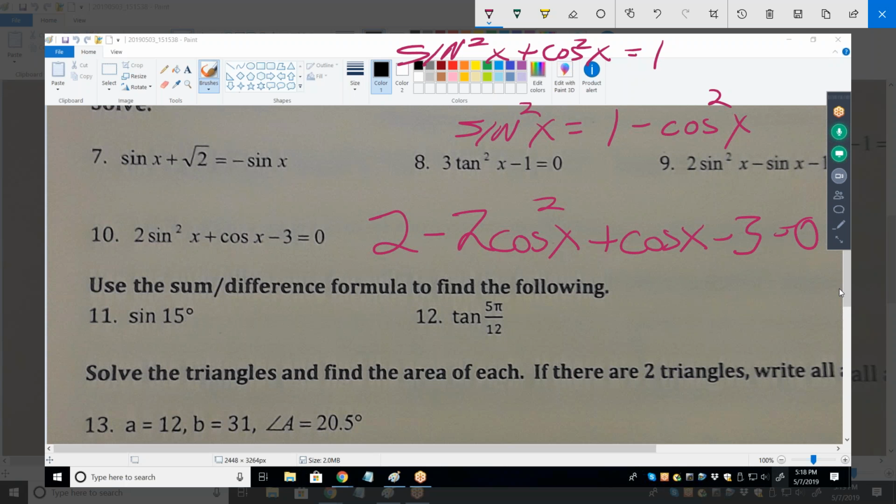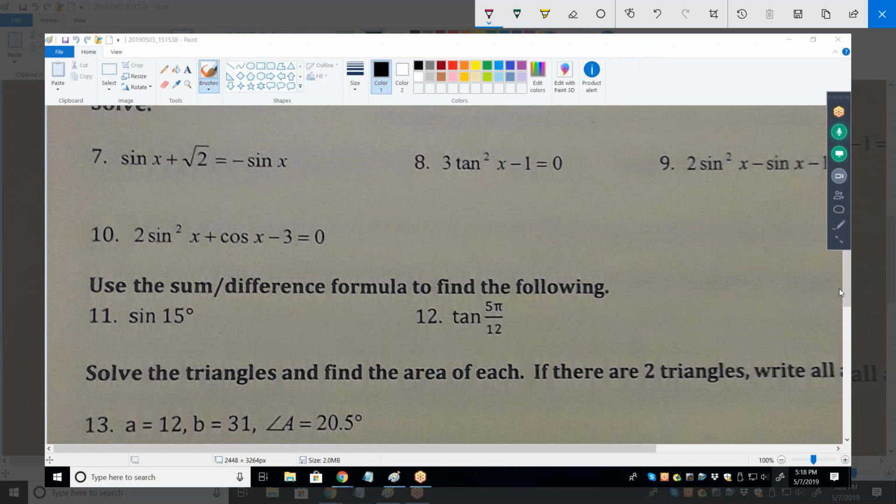We did this one because we put everything on one side, and it becomes a quadratic in cosine x. And you're going to solve it exactly the way we solved number 9, only we're going to factor it cosine x plus or minus something. Okay. All right, let's move on to these half angle problems, unless you know exactly how to do it.